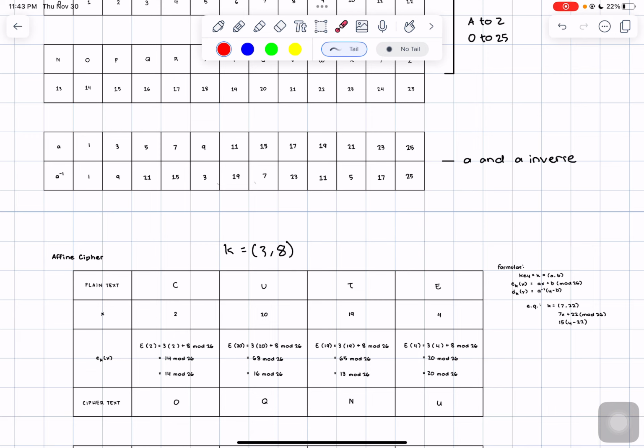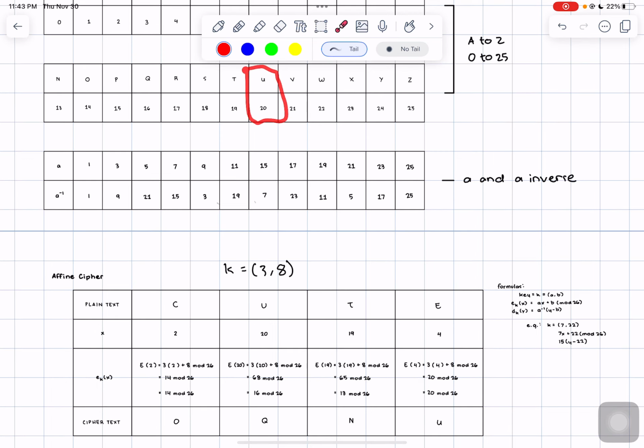Now, we just have to get the letter equivalents of the remainders. Doing that, we'll get the encrypted message of O, because O is 14. Q is 16. N, because N is 13. And U, because it is here, 20.